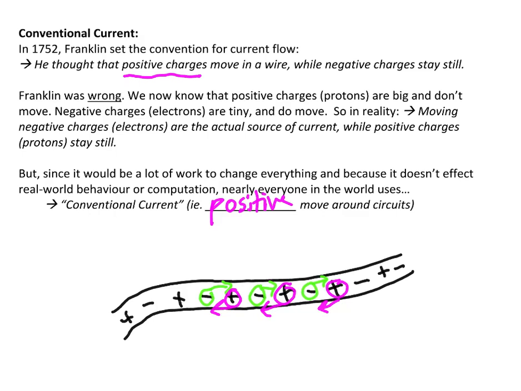It's kind of weird, but we're kind of stuck with it just because it'd be a lot of work to change everything, and I guess physicists were a little bit lazy. Maybe you can be the one to make the change. But so far, we pretend the positive charges move just because Franklin made the wrong convention several hundred years ago.